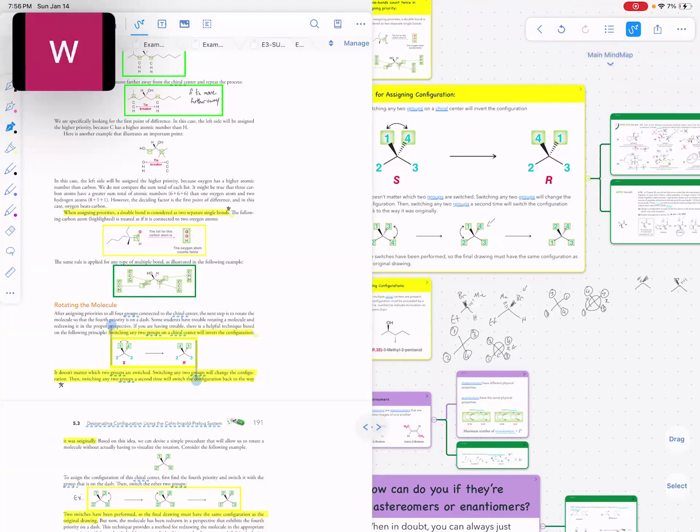I have a question. Just to make sure, when you're numbering which way to assign configurations, it's the ones that have the highest molecular weight, right? Yes. Okay, thank you. When we're doing electrophile and nucleophile centers, how do you know which one is electrophile and which one is nucleophile? Electrophile is the one with less electron density. Nucleophile is the one with more electron density.